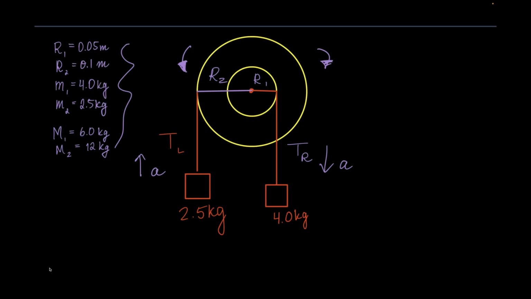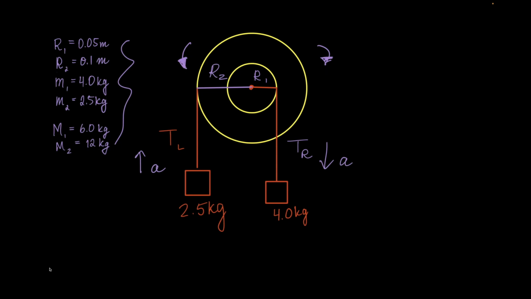Here's a beautiful example courtesy of Pearson's Mastering Physics website. A contraption that has two pulleys connected as one. One pulley has the mass of 6 kilograms. It's the smaller pulley right here with a radius of 5 centimeters and a 4 kilogram object hanging from it. Another pulley of 10 centimeter radius and double the mass, 12 kilograms, is attached to the first one, and there's a 2.5 kilogram object that is hanging from it.